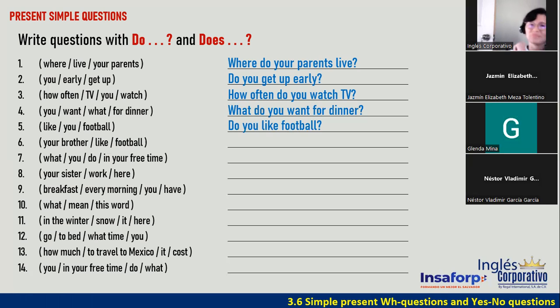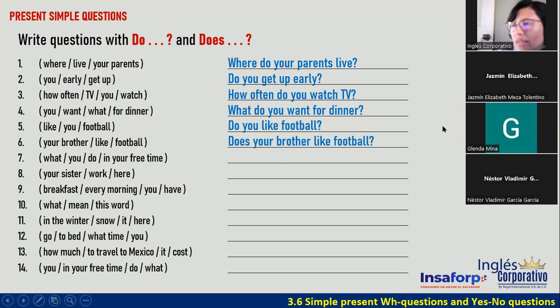Teacher, yo tengo una duda ahí. Ajá. Se puede preguntar como, do you brother? Ajá, do you brother? Mm. O podemos decir, does your brother, sería, ¿verdad? Es correcto. Does your brother.